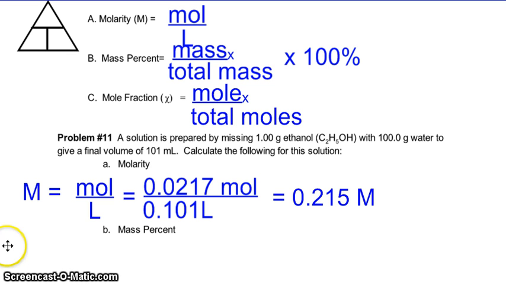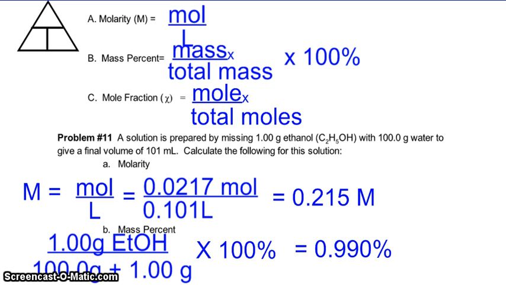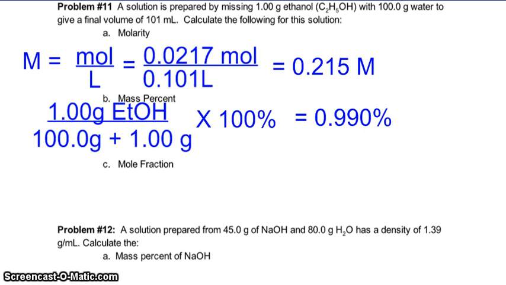To find mass percent, you need to find the mass of the ethanol divided by the total mass. This is where people are going to make their mistakes. So here I put 1 gram of ethanol over the 100 grams. This is your 100 grams of water and your 1 gram of ethanol together. Multiply that by 100%. And so if you do your math, 1 divided by 101 times 100%, you're going to get 0.990%.